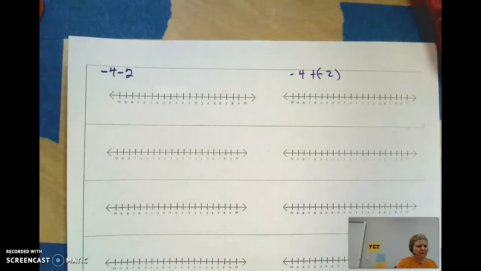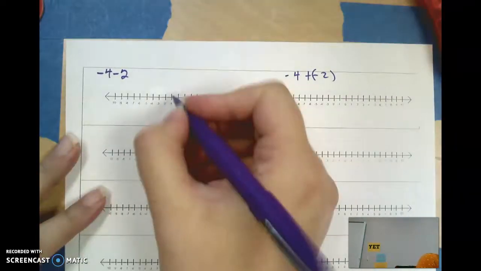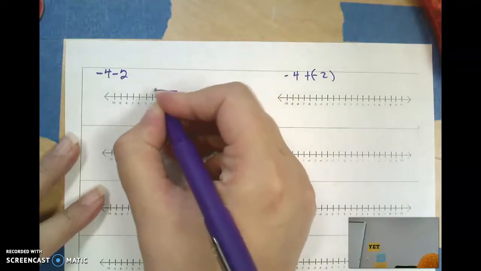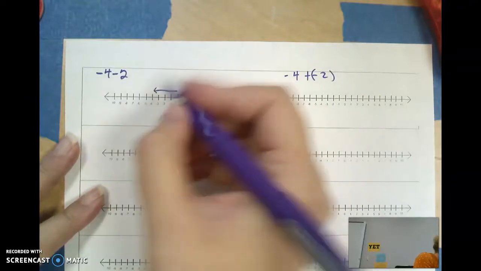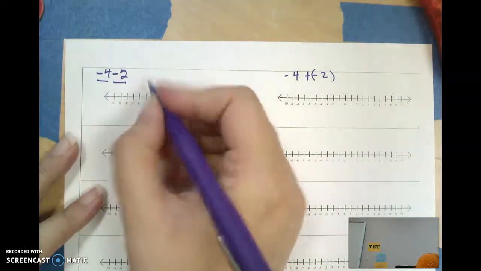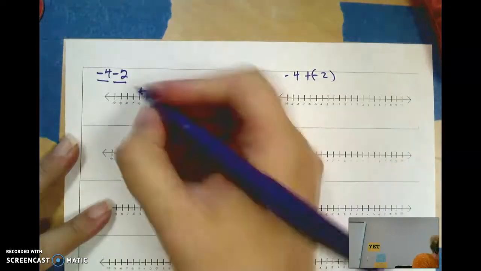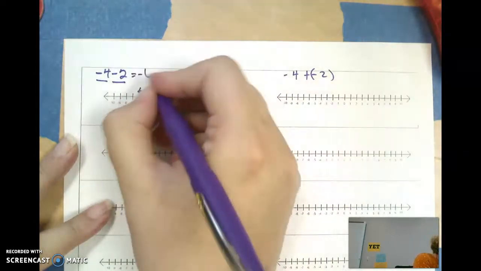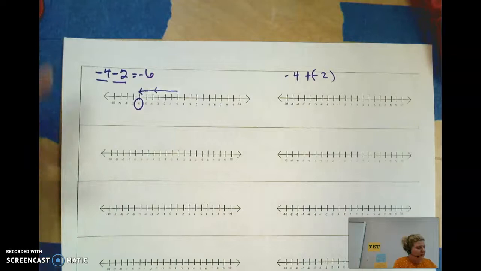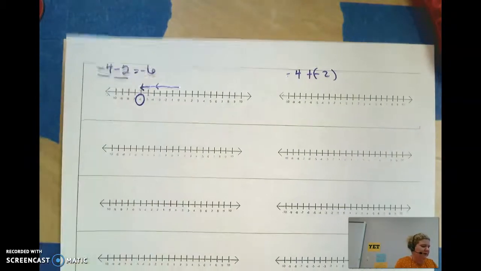Alright. Okay, I cleaned that up just a little bit. So here, I've got 4 negatives. And then I'm going to go left 2 more. Alright, and my ending place is -6. So that's what this -4 minus 2 looks like on the number line.